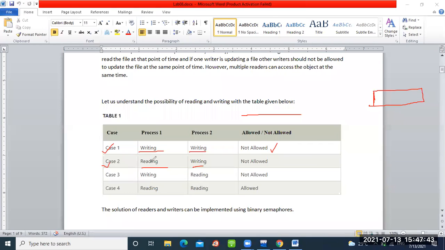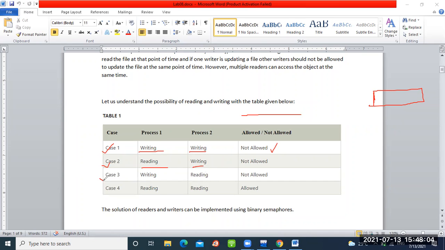First, process one is your reader, process two is your writer. Should this be allowed? Again, it should not be allowed. We cannot allow these two simultaneously. At the same time, we cannot allow these two to access the data set.